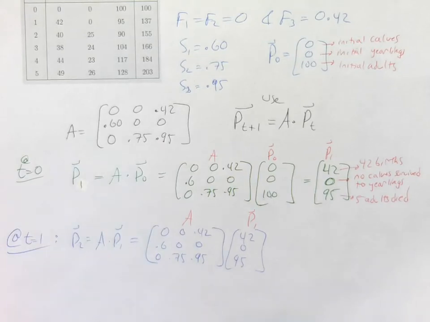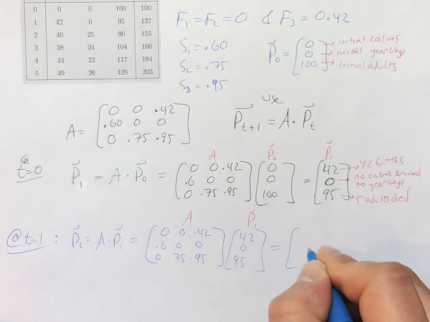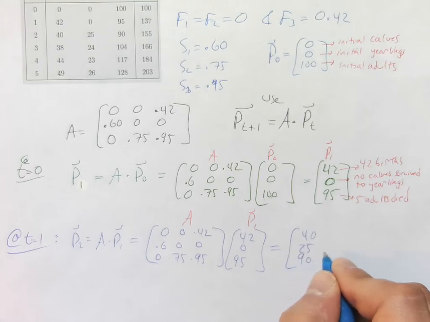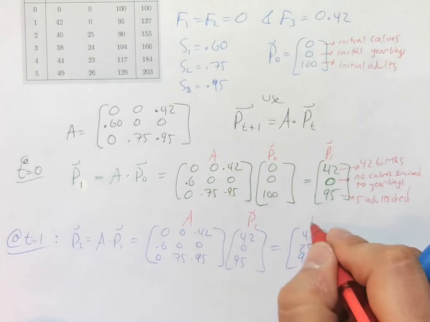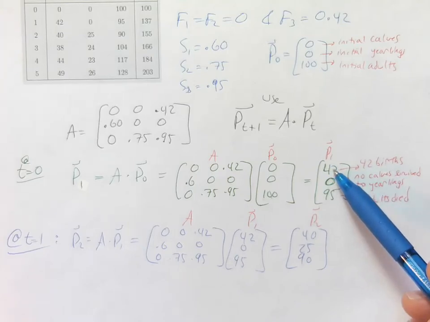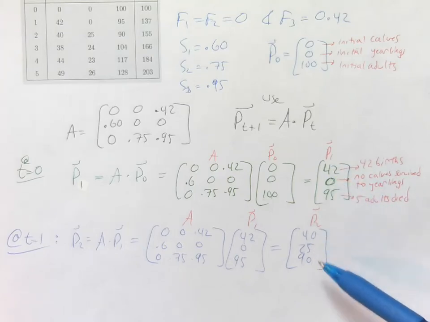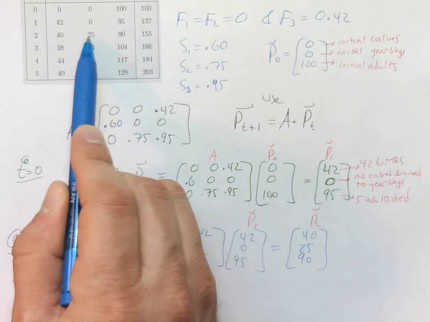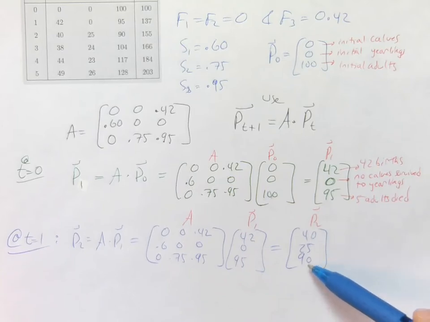And when we do that matrix multiplication, we get the following: 40, 25, 90. And so that's our P2 vector. We had some calves move up to yearlings, so now we have something in each class. And you can see this is what it says in the table, right? 40, 25, 90, that's exactly what we got. And if we kept going with this, if we did the matrix multiplication again, we'd get the third row and the fourth row, etc. And this is fine, but let's come up with the closed form solution.